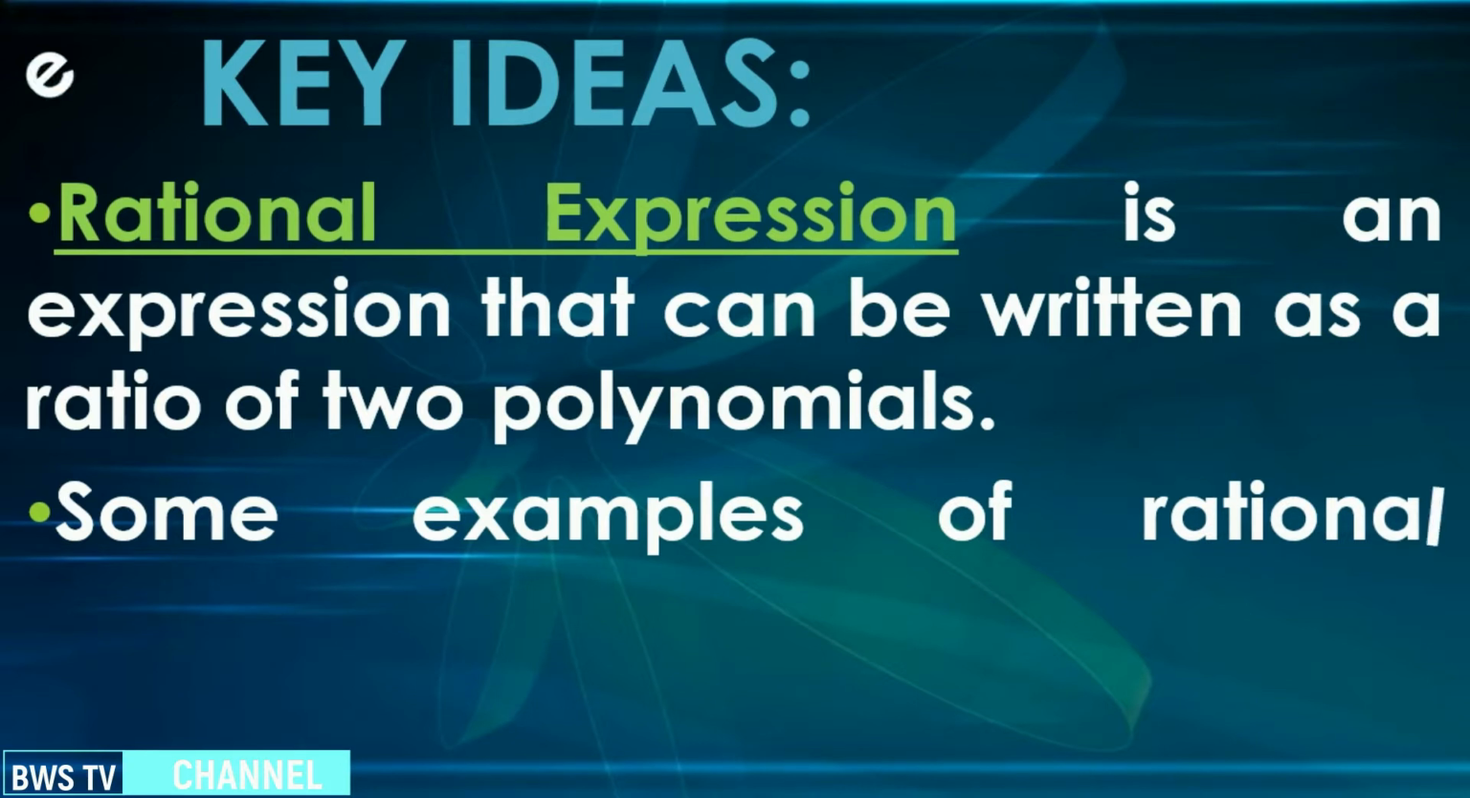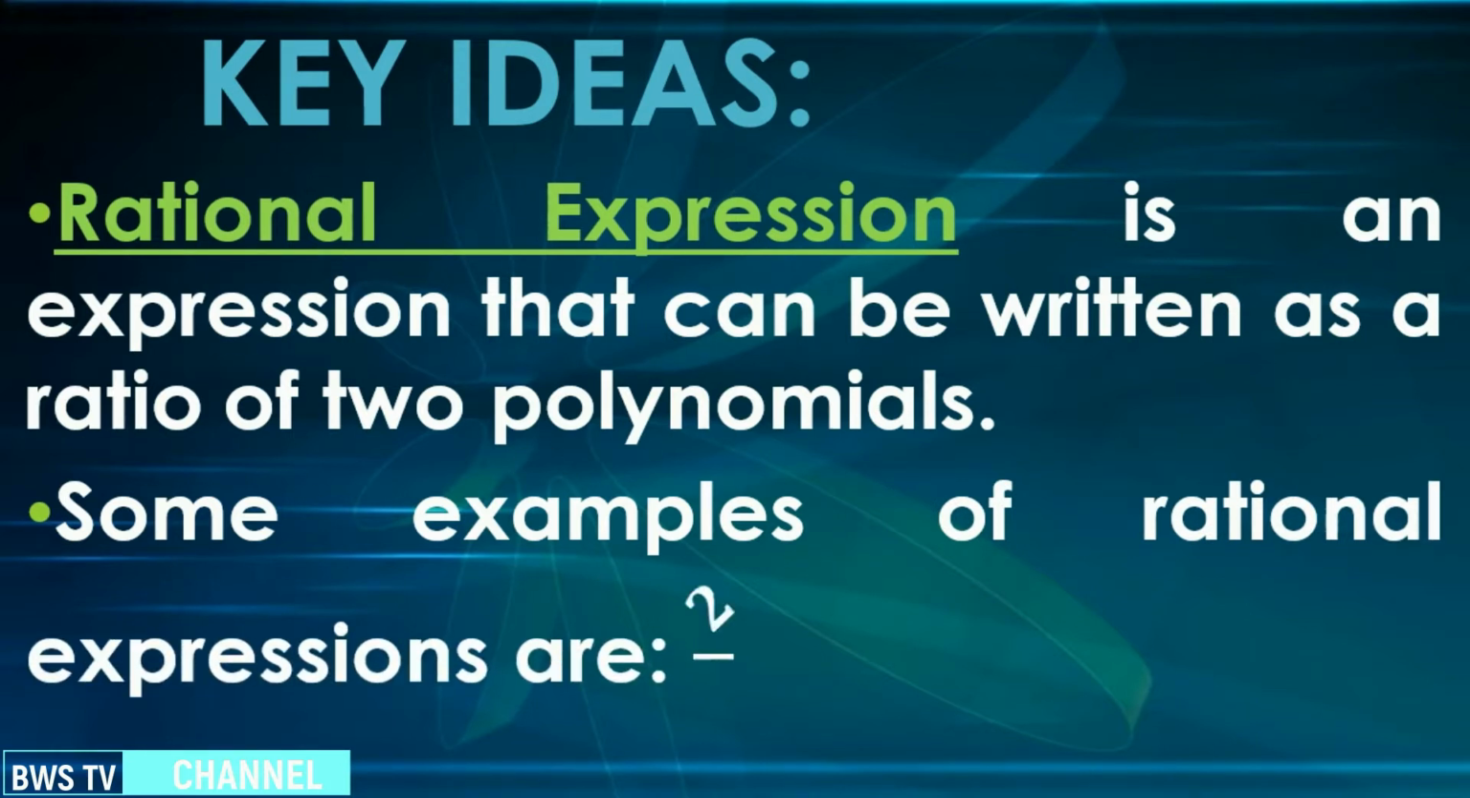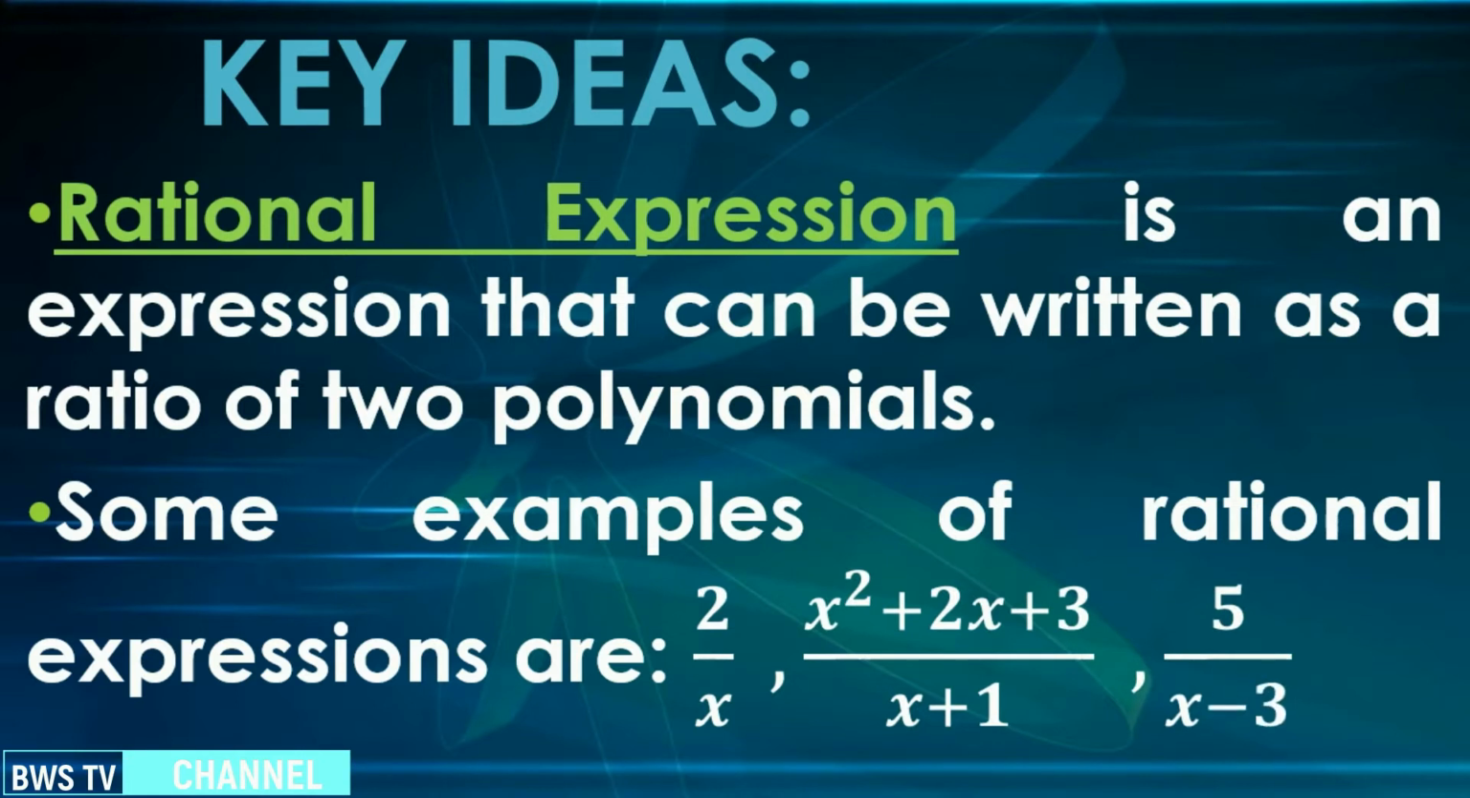So first, we have 2 over x, that is a rational expression. Second, in the middle, x squared plus 2x plus 3 all over x plus 1, the one given in the example. And then here we have 5 over x minus 3.